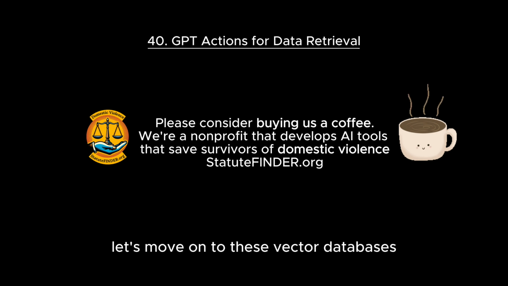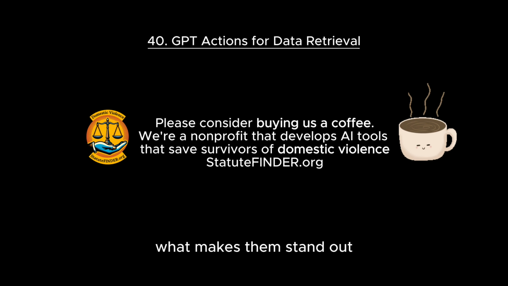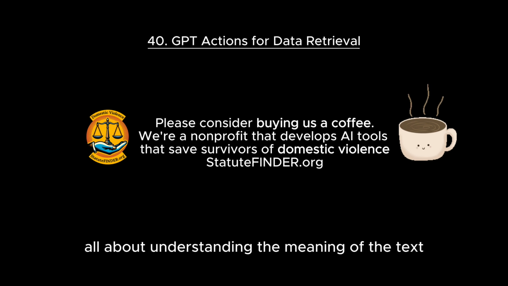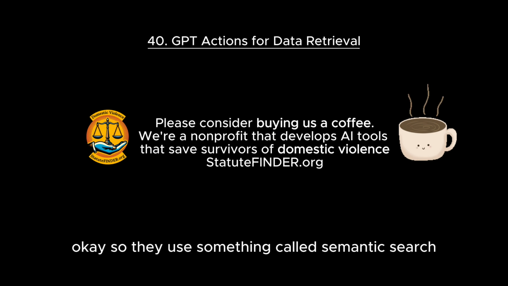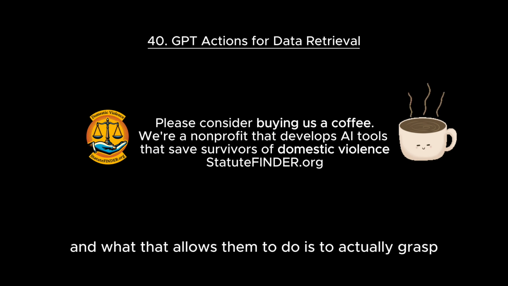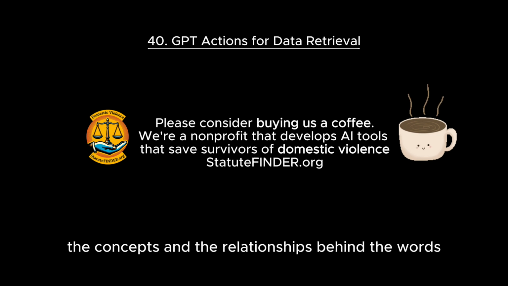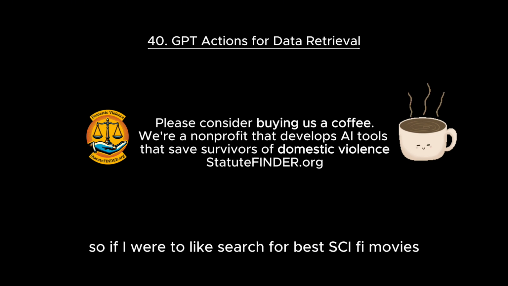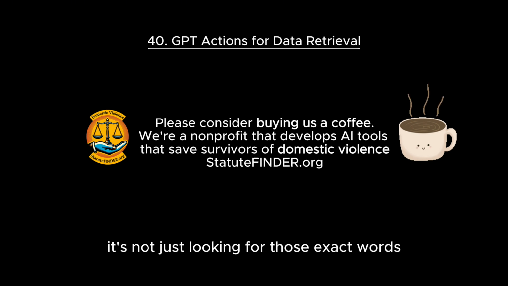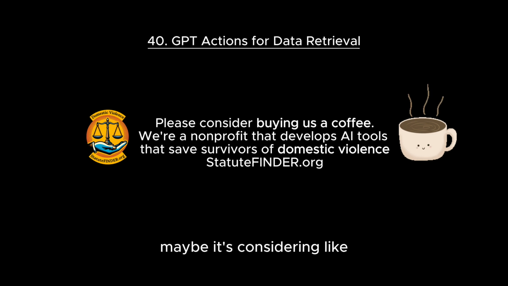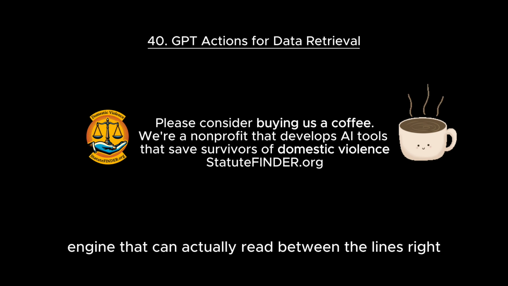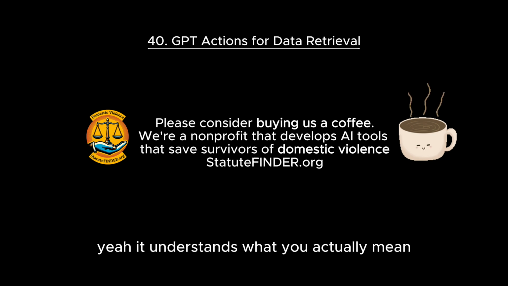Okay, so we've covered APIs, we've covered relational databases. Let's move on to these vector databases. They sound kind of intriguing. What makes them stand out? Yeah, so vector databases are really all about understanding the meaning of the text, not just matching keywords. Okay. So they use something called semantic search, and what that allows them to do is to actually grasp the concepts and the relationships behind the words. So if I were to search for best sci-fi movies, it's not just looking for those exact words. It's actually understanding that I'm looking for films in the science fiction genre. Maybe it's considering themes or critical acclaim or... Exactly. It's like having a search engine that can actually read between the lines, right? Yes. It understands what you actually mean, not just what you typed in.